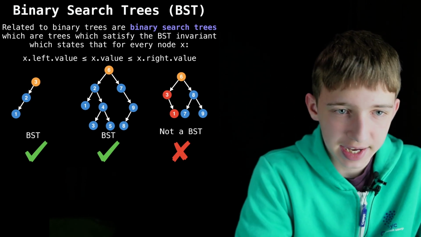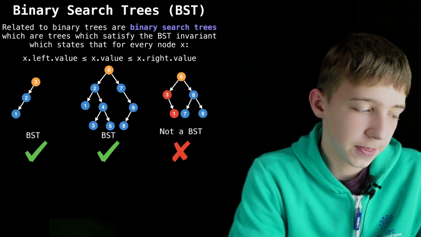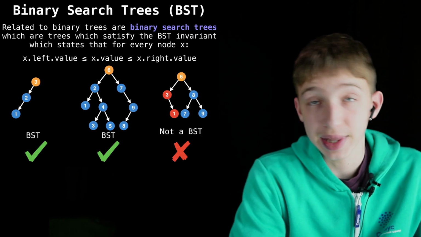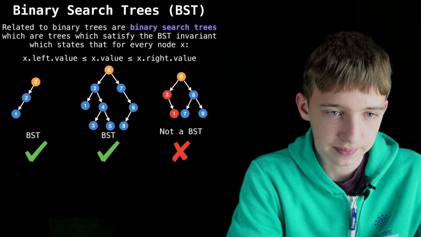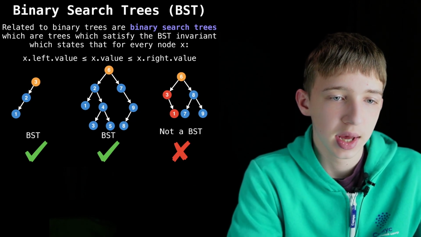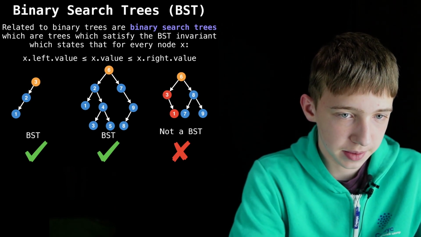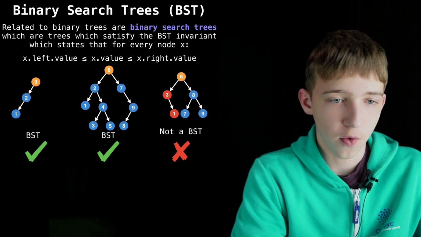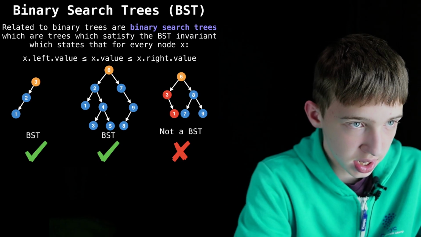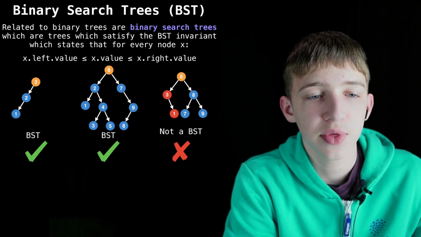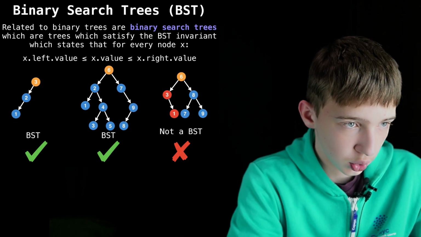This property enables us to quickly search a tree in logarithmic time complexity, O of log n, to retrieve the values we want. That is particularly handy. All the trees on this slide are binary search trees, except for the last one. Here, one node, the right node of 3, does not satisfy the binary search tree invariant, since it is not greater or equal to 3.